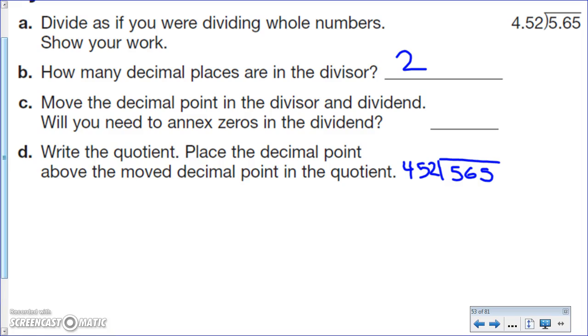We know it's going to go in once. And then we get 113. Now, because we still have a number to work with, we have a remainder here, we're going to add a decimal point at the end of the number, and we're going to annex or add a 0 to the dividend. So the answer to question C is yes, we need to add zeros.